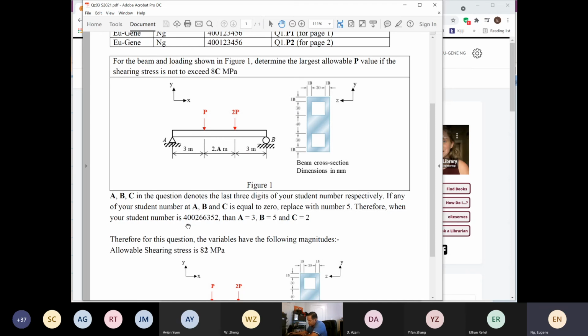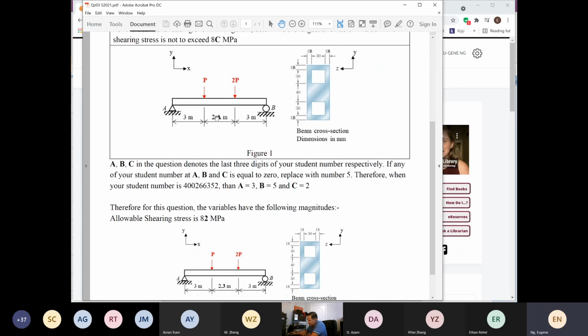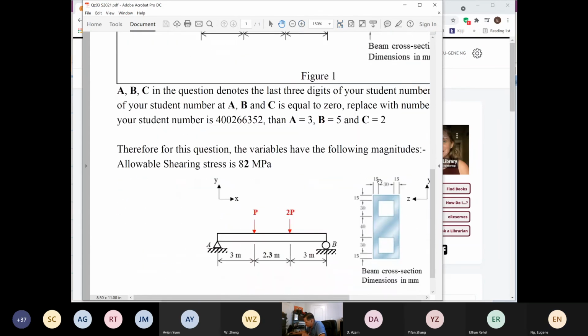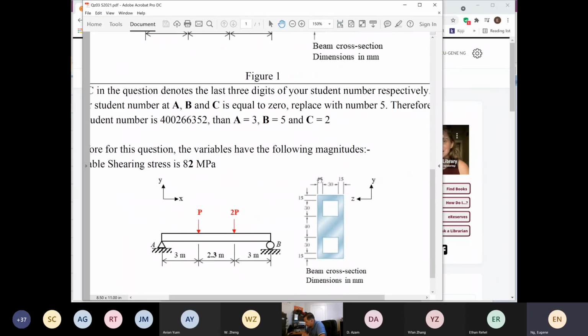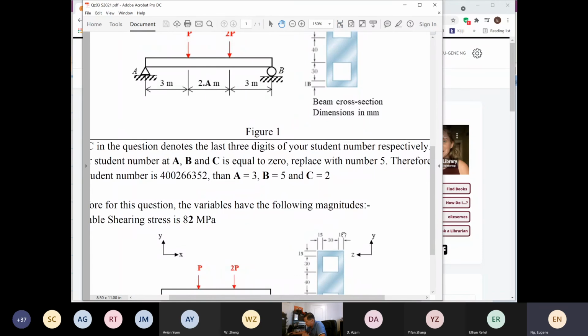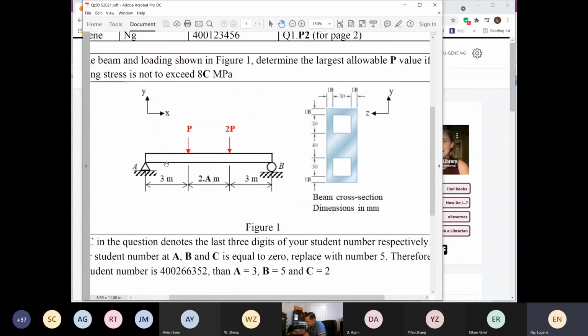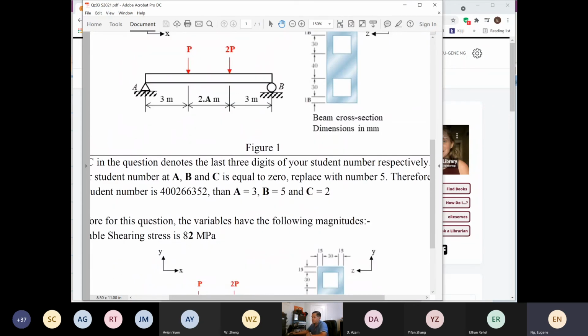Therefore, when a student number is 4226266352, the last 3 digits give A is 3, B is 5, C is 2. Depending on your student number, the length from here, the 2.A down here, A is 3, so the distance is 2.3 meters. The B for this particular student is 5, so if I zoom in, the distance over here is 1B, so this is 15. And the shearing stress over here is 8C, which is 82 megapascal.